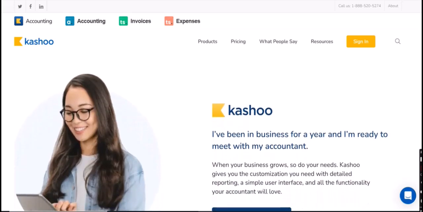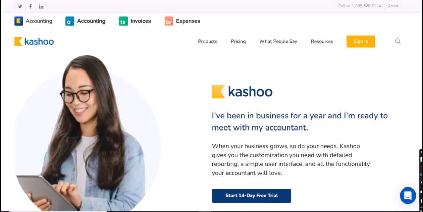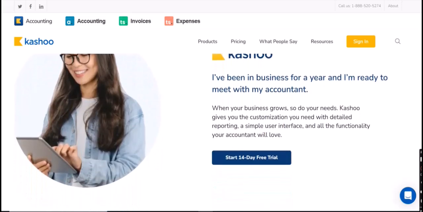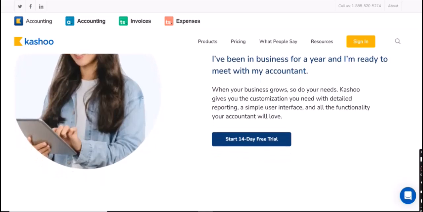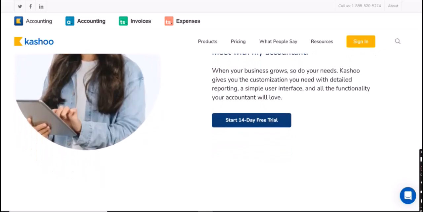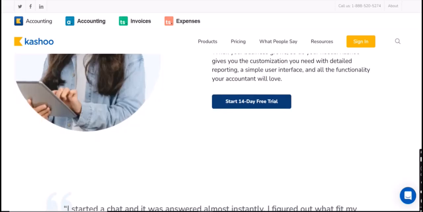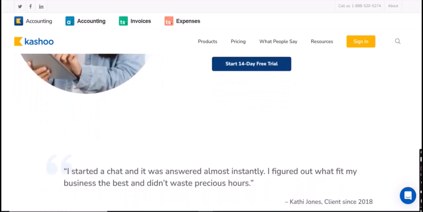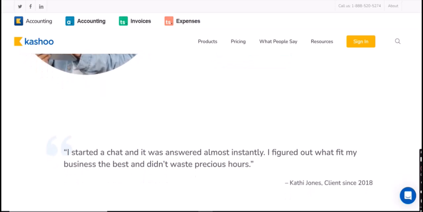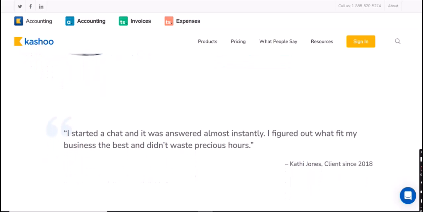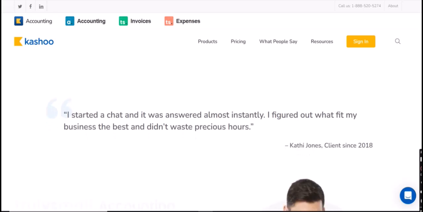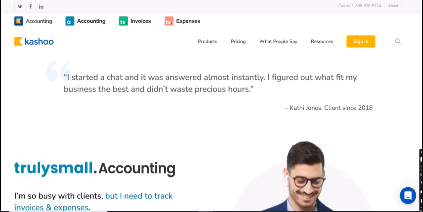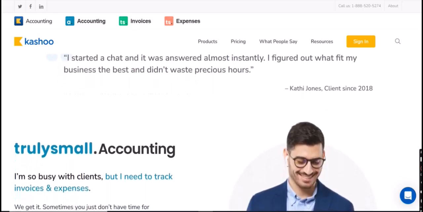Reporting depth. While it provides essential financial reports, the customization and depth of these reports might not be sufficient for businesses requiring detailed financial analysis. For educational purposes, while it covers the basics, it might not delve into the intricacies of advanced reporting techniques. Scalability. As your business grows and its accounting needs become more complex, Kashoo might not scale effectively to meet those demands. You might eventually need to transition to a more comprehensive software solution.